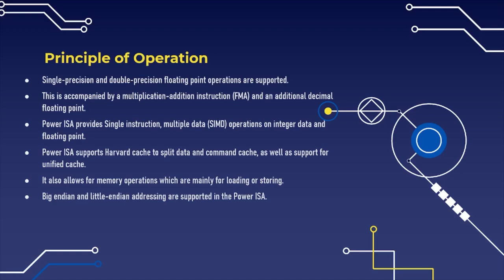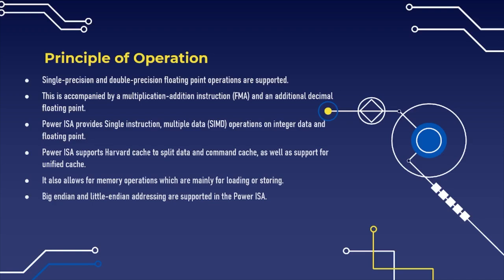Power ISA provides single instruction, multiple data operation on integer data, and floating point on up to 16 elements in one instruction. Moreover, Power ISA supports Harvard cache to split data and command cache as well as support for unified cache. It also allows for memory operations which are mainly for loading or storing, but it allows for out of order execution.